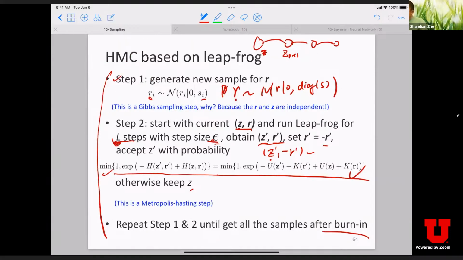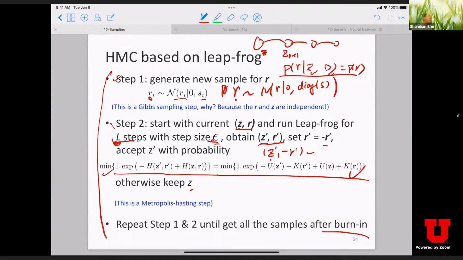Another thing I want to mention is that step 1 is a Gibbs sampling step. Although we sample R from the prior, this is like sampling R given Z and the data D. Why? Because R is independent of Z and D, so this conditional distribution is exactly the same as the prior of R. That's why you directly sample R from this prior. It is equivalent to sampling R from this conditional distribution. So you can view step 1 as a Gibbs sampling step, and step 2 as a Metropolis-Hastings step.